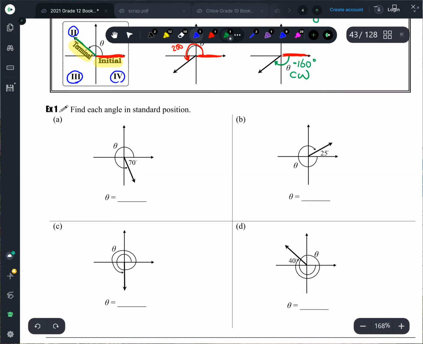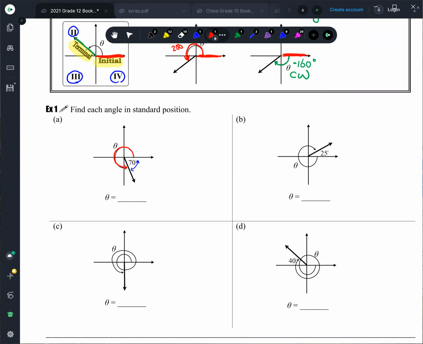For the first picture, the 70 degrees is talking about this little one. But the one we are looking for is this one, the red one. Look at the arrow, it tells you which way it turns.